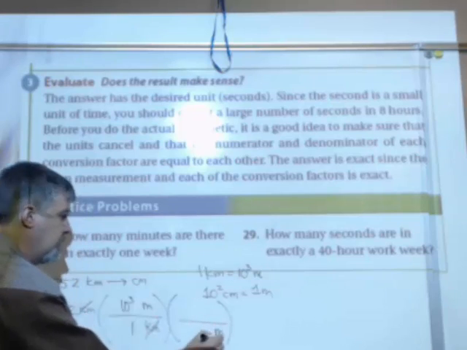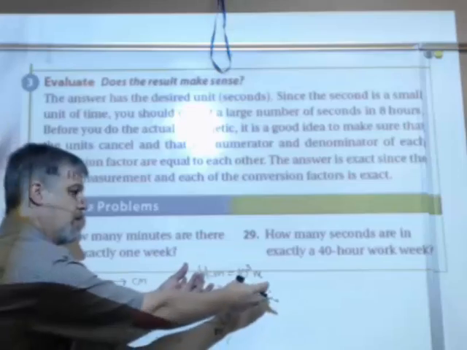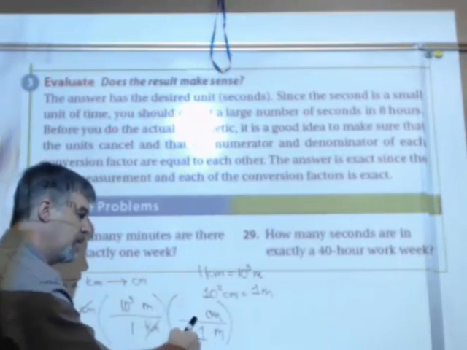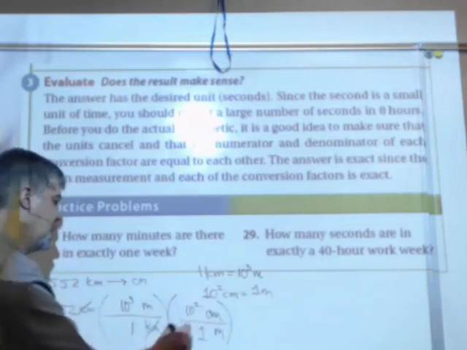Meters on the bottom. Centimeters on the top. Numbers, we borrow them from here. The small number goes with the bigger unit. The bigger number goes with the smaller unit.